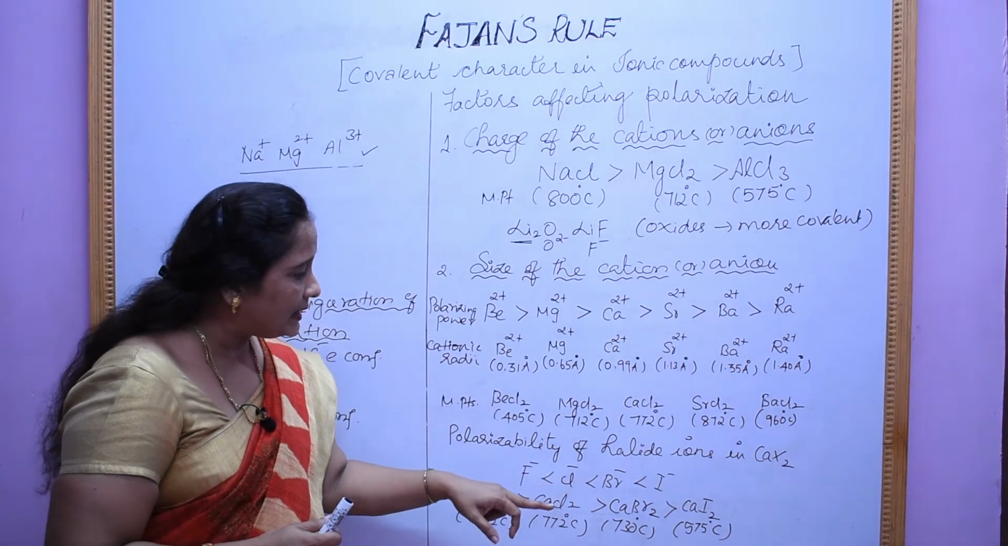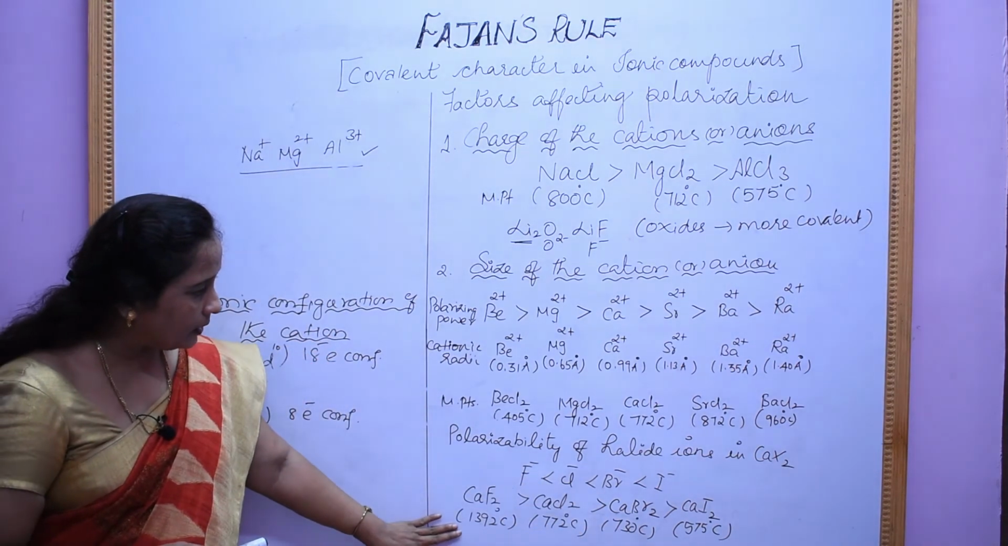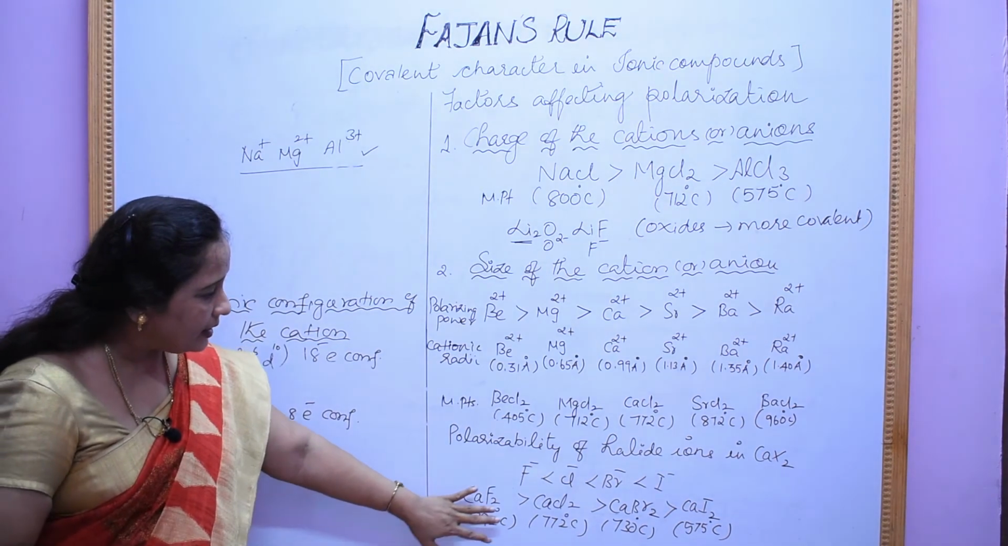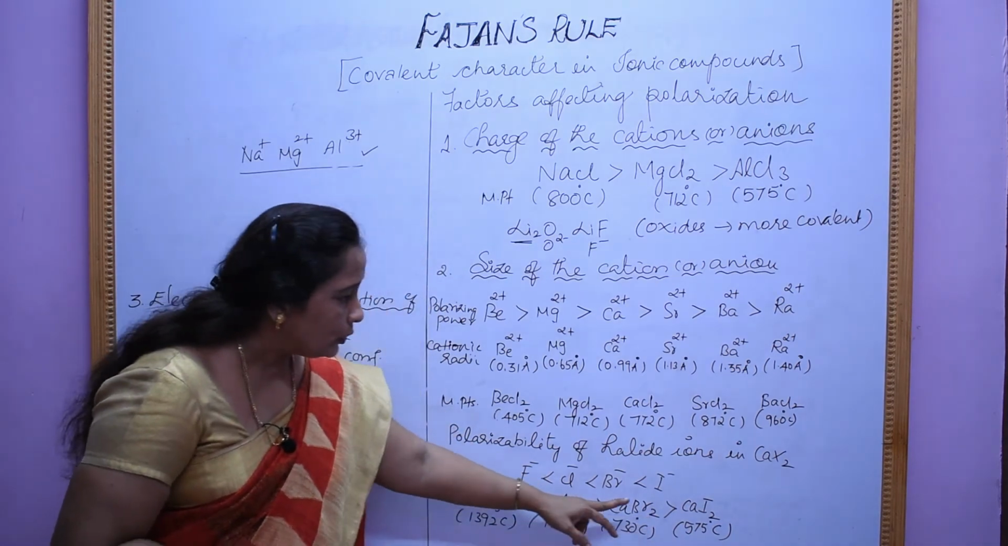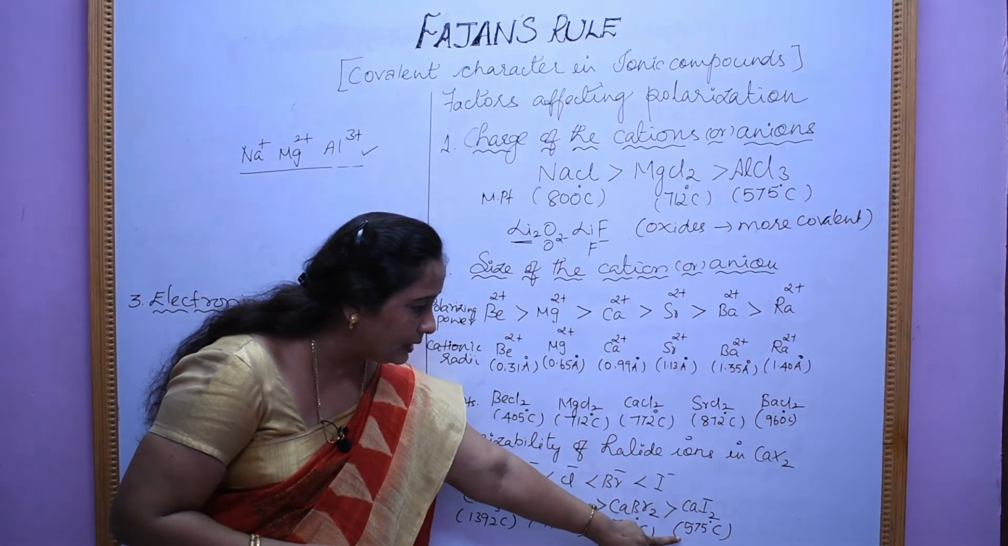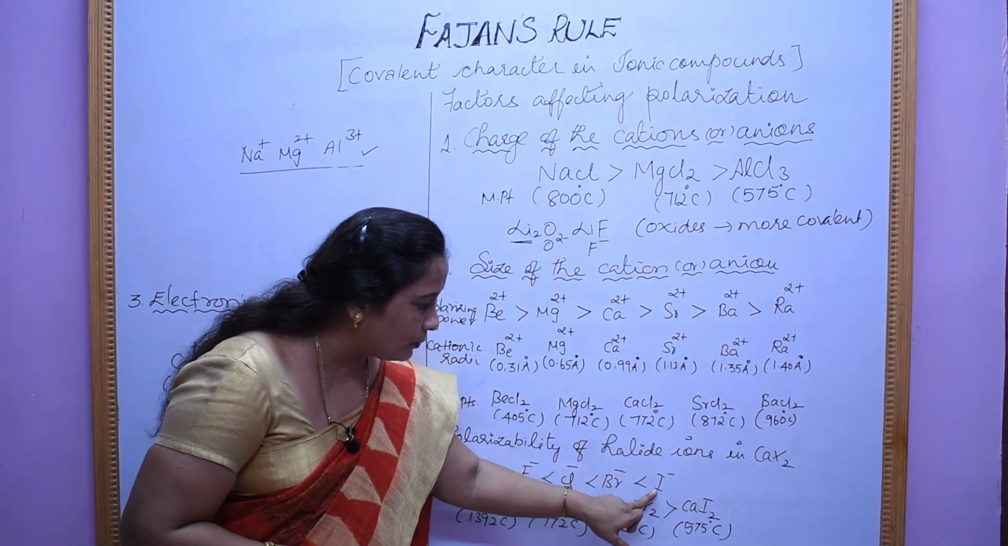Again, this has been evidenced by the halides. You see the melting points of calcium fluoride, calcium chloride, calcium bromide and calcium iodide. Calcium iodide has a melting point of 575 degrees C. Therefore, we say iodine is more polarized.